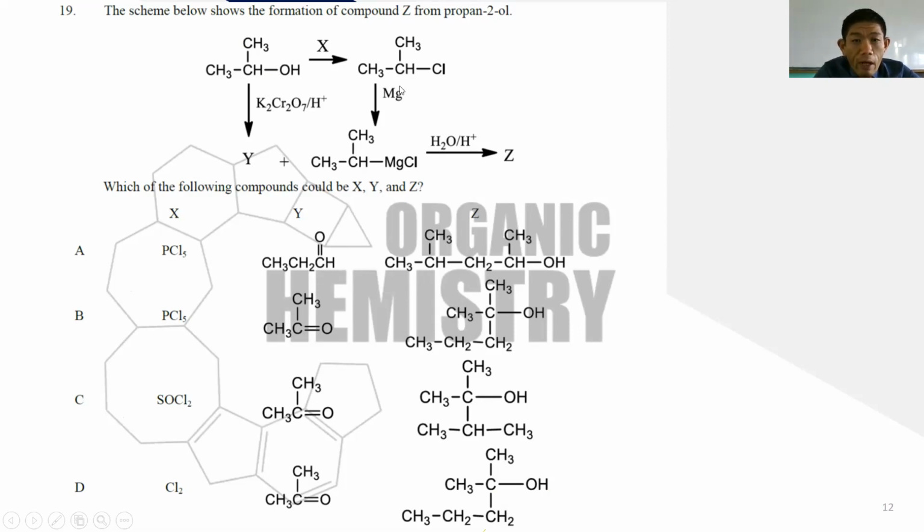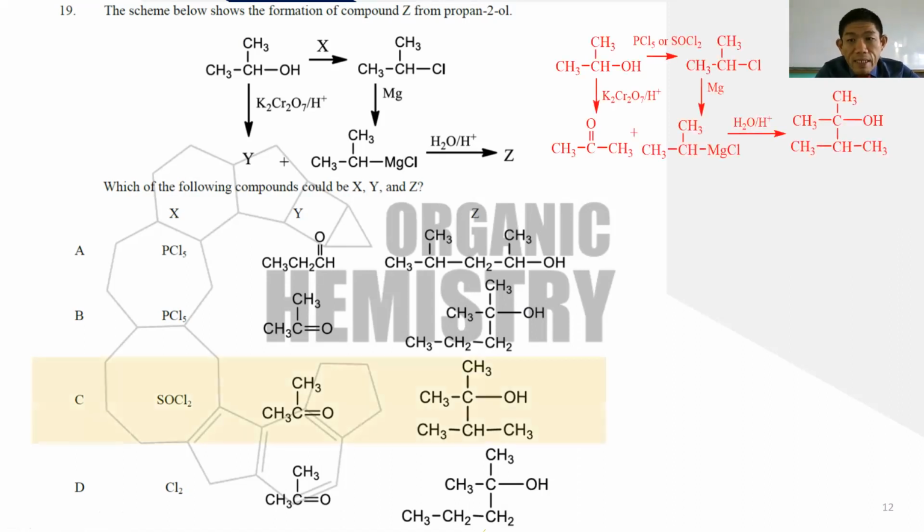When you react Grignard reagent with propanone, you form a tertiary alcohol. Here, B is a tertiary alcohol, while C is also a tertiary alcohol. However, C is attached to the middle carbon, not to the end carbon. So when it is attached to the middle carbon, the best answer that represents X, Y, and Z is C. Here is a flow chart that already shows you how the whole reaction goes. So this makes the answer C. Okay, so this is number 19.